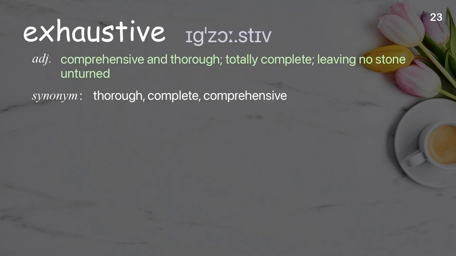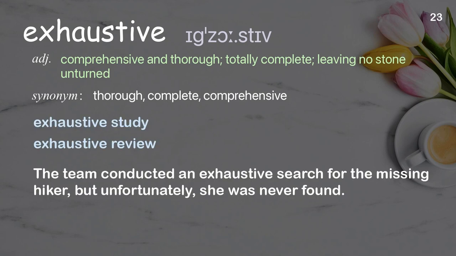Exhaustive: comprehensive and thorough, totally complete, leaving no stone unturned. Examples: exhaustive study, exhaustive review. The team conducted an exhaustive search for the missing hiker, but unfortunately, she was never found.